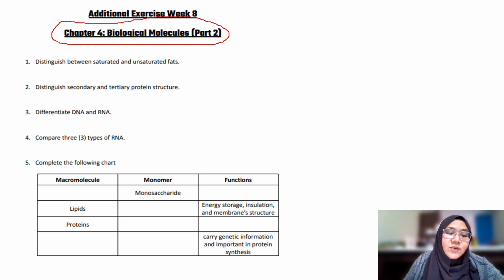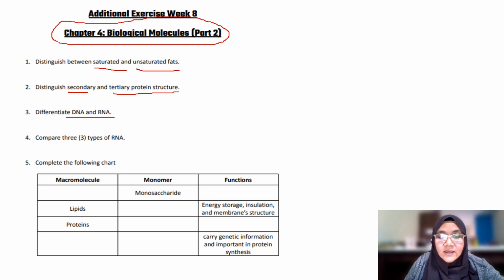The question, we have 5 total questions. The first question is distinguish between saturated and unsaturated fats. Number 2, distinguish secondary and tertiary protein structure. Number 3, differentiate between DNA and also RNA. Number 4, you have to compare 3 types of RNA. And then number 5, complete the following chart. What are the names of the macromolecules with this monomer and the function of each molecule. So for question number 1, let's see the answer.